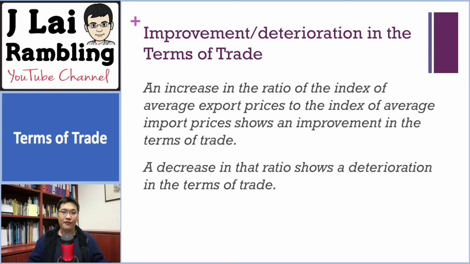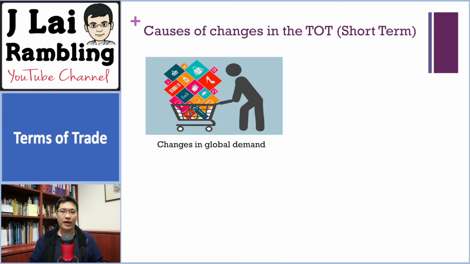So, therefore, an increase in the ratio of the index of average export prices to the index of average import prices shows an improvement in the terms of trade, whereas a decrease in that ratio shows a deterioration in the terms of trade, just to allow you to remember this. And so what are some of the causes of changes in the terms of trade in the short term?